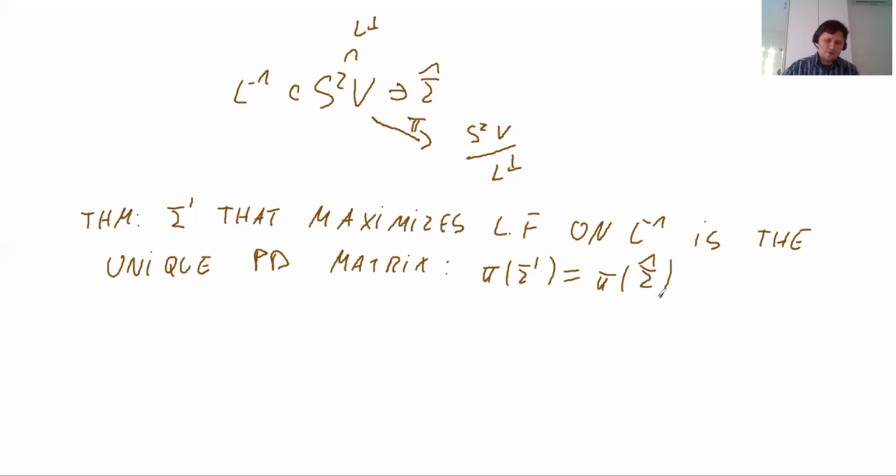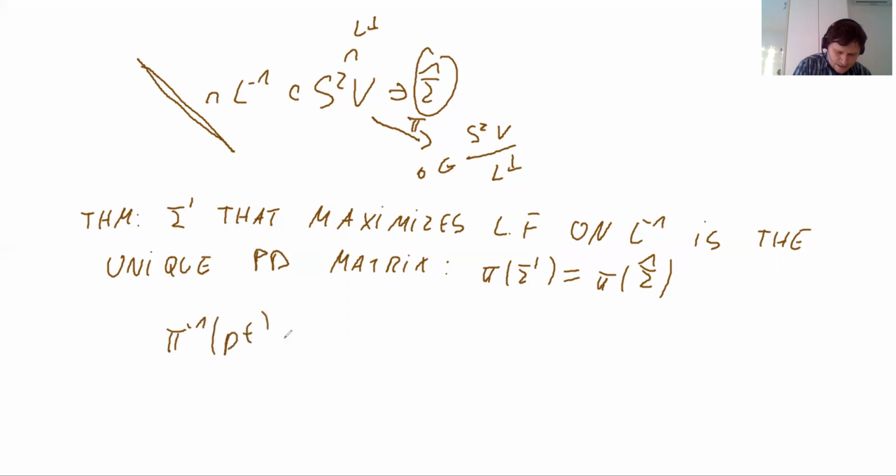So in other words, the sigma hat descends to a point in this quotient, and we want to look at the fiber of this projection, which is a linear space, and intersect that fiber with L inverse. So pi inverse of a point intersected with L inverse may consist of several points, but only one of them will be positive definite, and this is the one that maximizes the likelihood, and this is the one we look for.